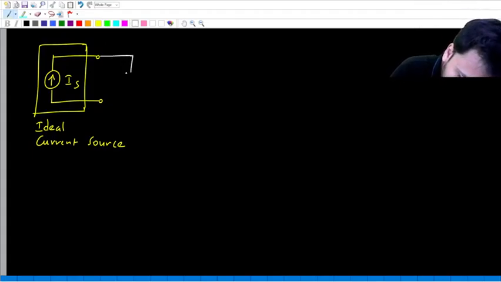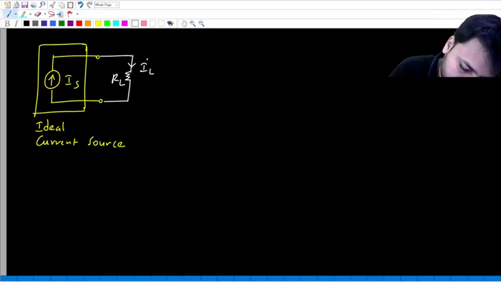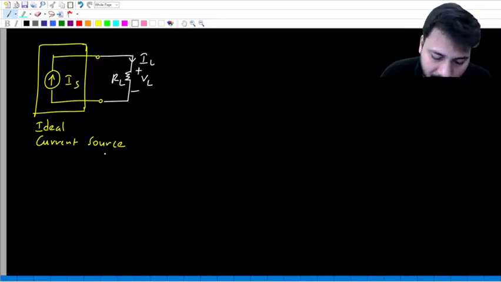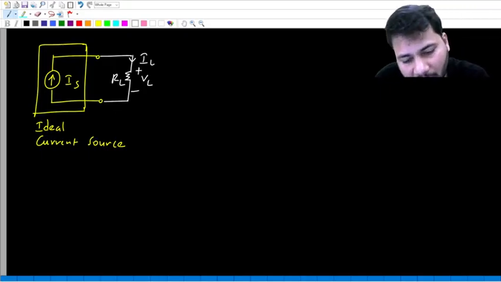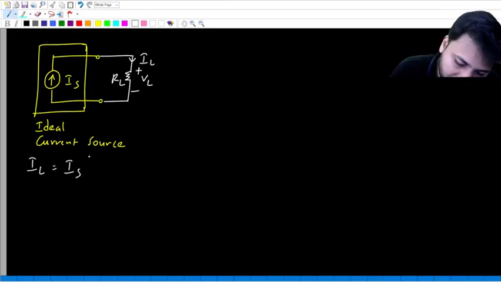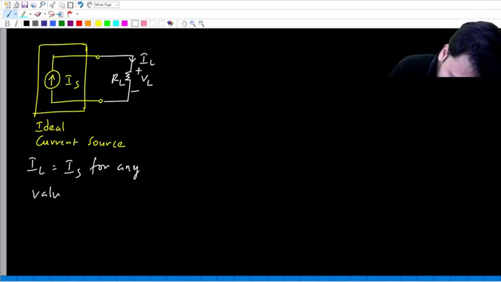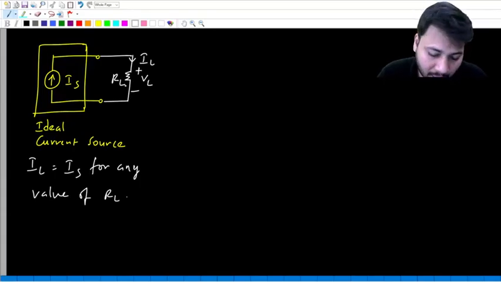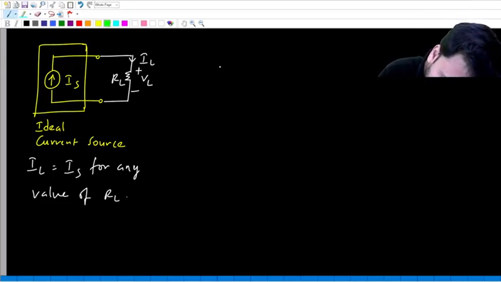And let's say across this ideal current source, I connect some load resistance. Let's say the load current is IL, and the load voltage, let it be some VL. Okay. Now in this particular case, the load resistance is connected directly in series with the current source. Any two elements in series will always have the same current. So here the load current will be equal to the source current for any value of RL. Yes or no? Across this ideal current source, whether you connect 1 ohm or 100 ohms or 1000 ohms or 100 kilo ohms, always the load current will be equal to the source current. IL equal to IS. Okay. Let's look at another case.